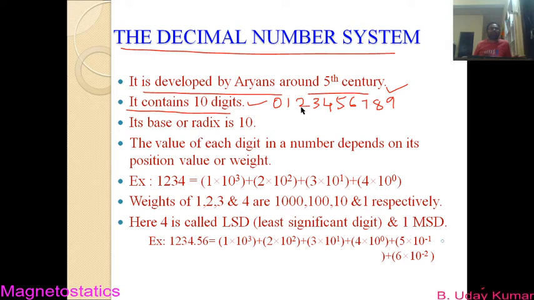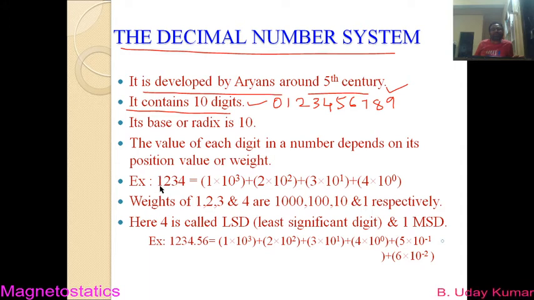Since the number of basic symbols present in the decimal number system is 10, we can say its base is 10. As we already discussed in our last slide, the value of each digit in a number depends on its position value, or weight. This example we almost discussed in our last slide.